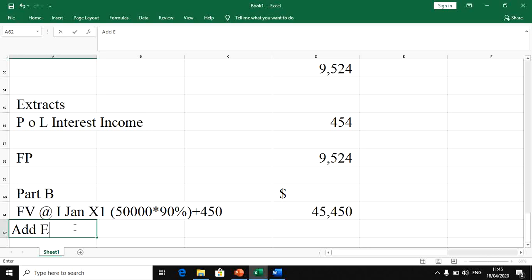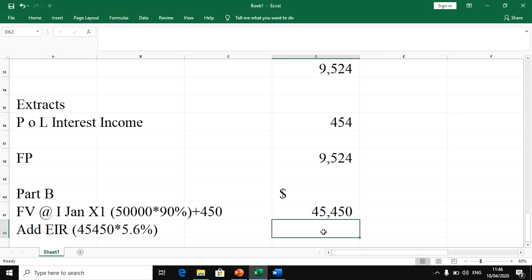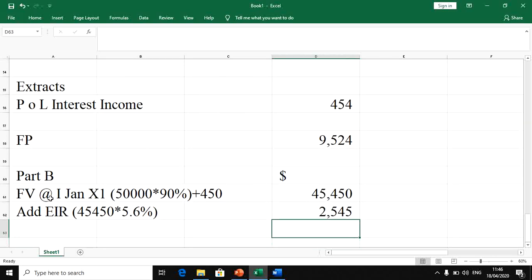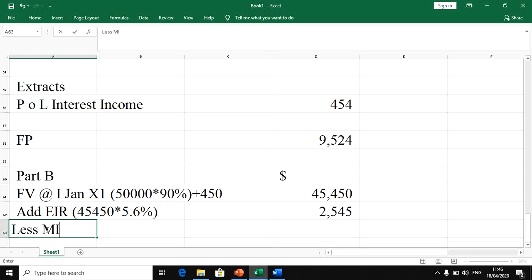Effective interest rate, which in this case will be 45,450 multiplied by 5.6%. What do you have? That is a figure there. Let us try to have that figure, and then less the coupon rate, which is the nominal interest rate, which is based on the 50,000, of course, multiplied by 3%.